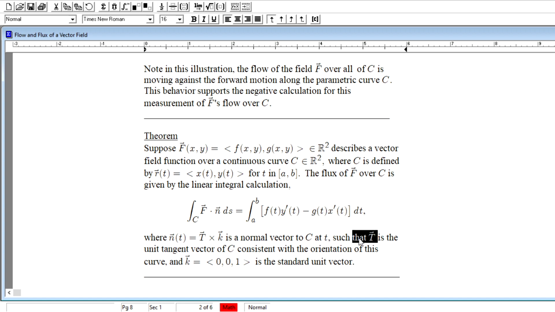such that if you take the unit tangent vector of C at t, consistent with the orientation, and you cross it with k bar, the standard unit vector that points off in the 3-dimensional space, you obtain this description of this normal vector, where we are going to be integrating how much of the field projects onto that normal vector.